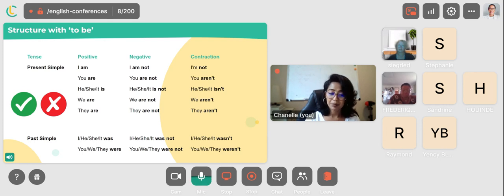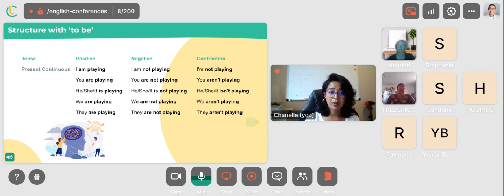In the past simple, we have I, he or she or it was, you, we, and they were. For the negative, I, he, she, or it was not, or you, we, they were not. For the contraction, we take away the O and we add an apostrophe. I, he, she, it wasn't, you, we, they weren't.